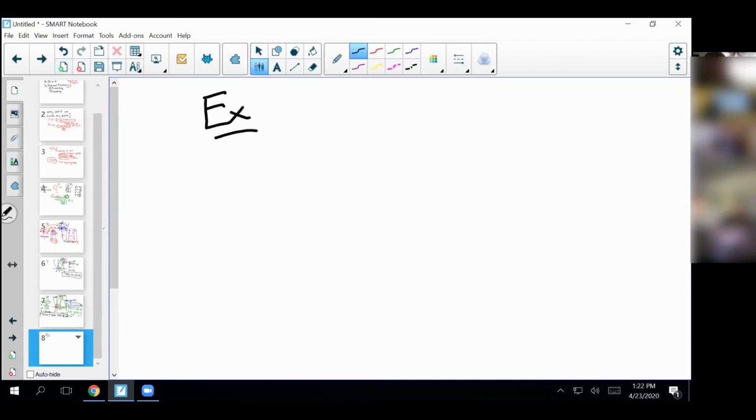Well, let me say though, the real goal of today is to kind of work towards graphing rational functions. But let me just do a couple examples of solving rational equations. So this is an example of solving rational equations. So something like this.